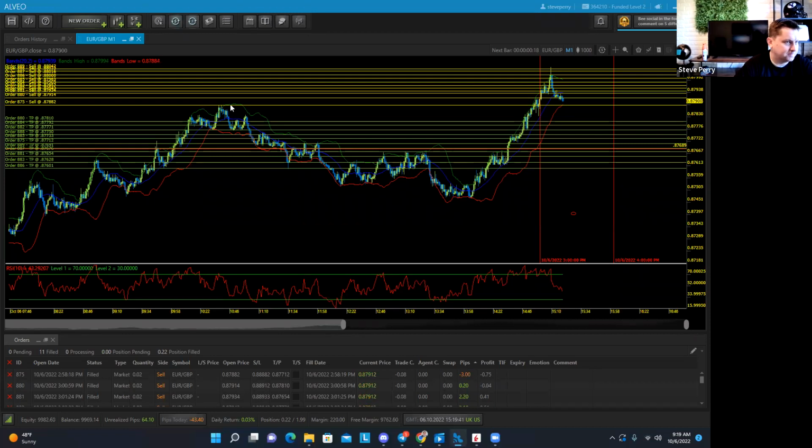But I feel like once we break through this right here, there's not a ton of support until you get really down into here where that mid Bollinger Band is. That's where most of the support seems to be. So we'll see what happens.